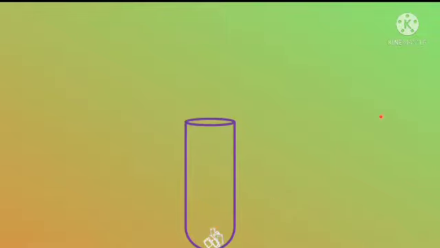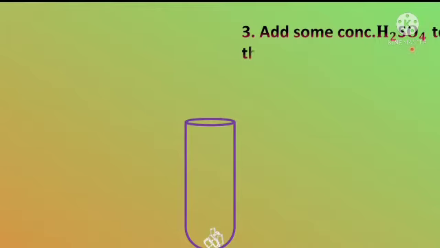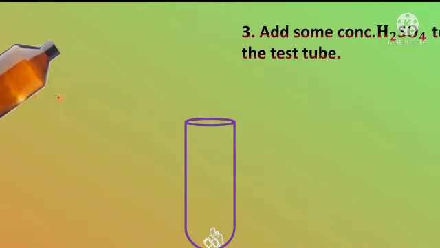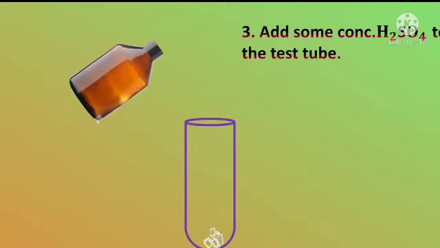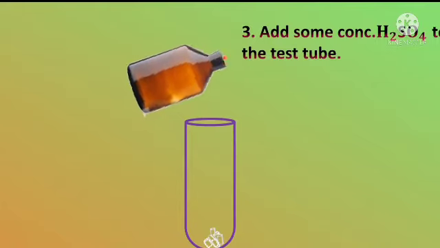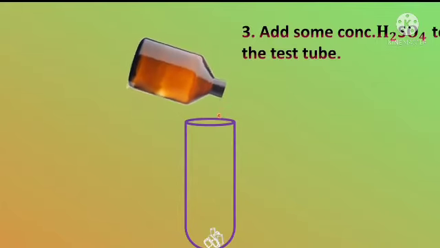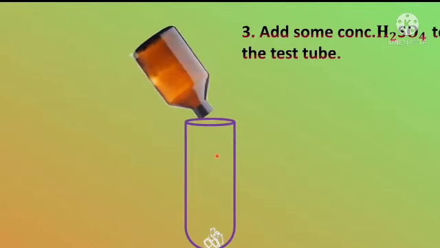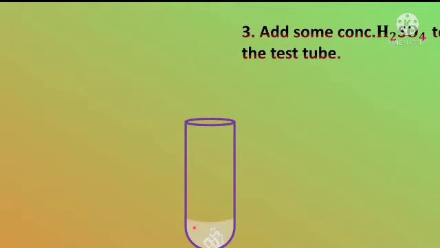This is the bottle containing concentrated sulfuric acid. Add some concentrated sulfuric acid to the test tube. Now we are pouring a few drops of concentrated sulfuric acid into the test tube.